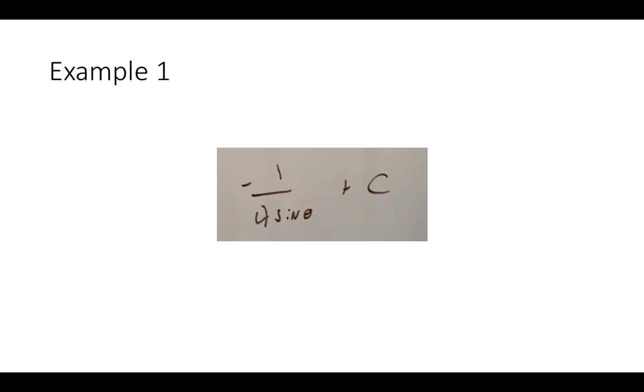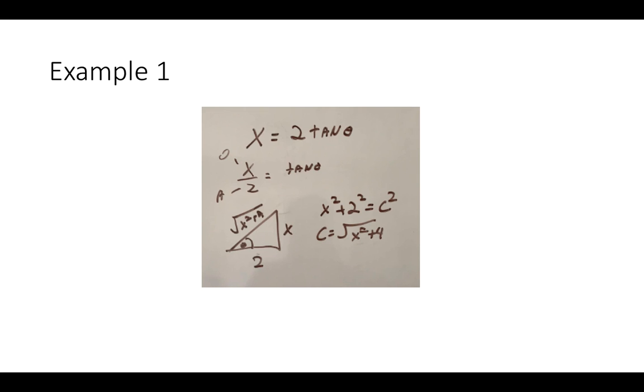This is not the right answer because remember we started off with x's, so we have to end with x's. How do we change this to x? Remember, in the problem we made x equal to 2 tangent theta. We rearrange this and make it x divided by 2. This is the opposite side and the adjacent side, because it's in relation to tangent theta, which is the angle. So x will be the opposite, 2 will be the adjacent, and if we want to find the hypotenuse, we use the Pythagorean theorem.